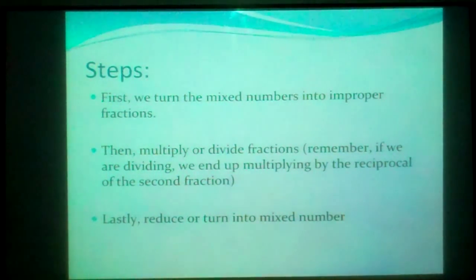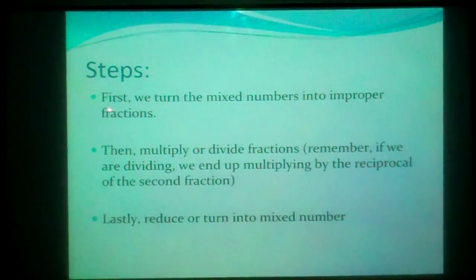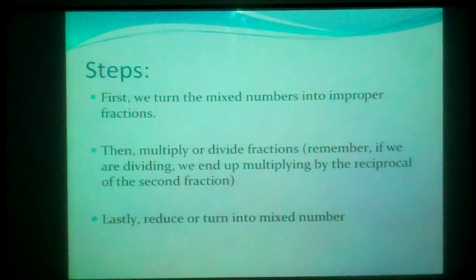All right, here are our steps. As I just said, first thing we're going to want to do, turn the mixed numbers into improper fractions. And then we're going to multiply or divide fractions. Now we want to remember, big thing here, if we're dividing, we end up multiplying by the reciprocal of the second fraction. So we turn our division of fractions into multiplication after we do the reciprocal. And lastly, we're going to reduce or turn into a mixed number. So we'll reduce regular fractions. If we have an improper, we're going to turn it to a mixed number.